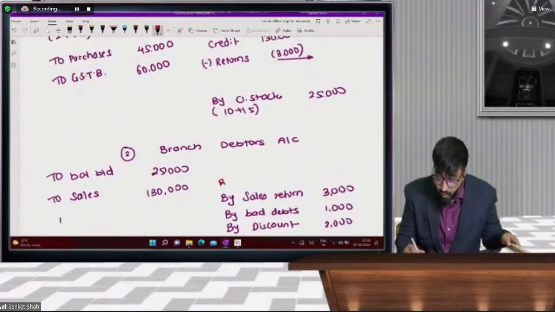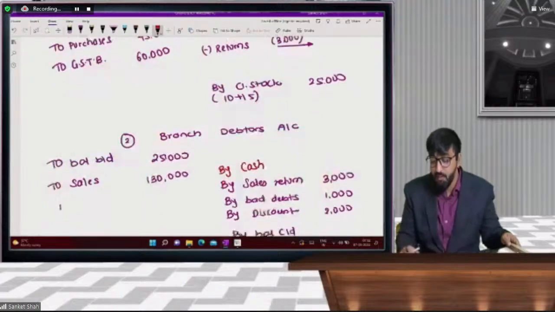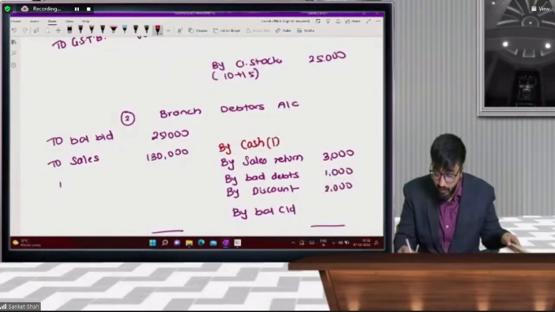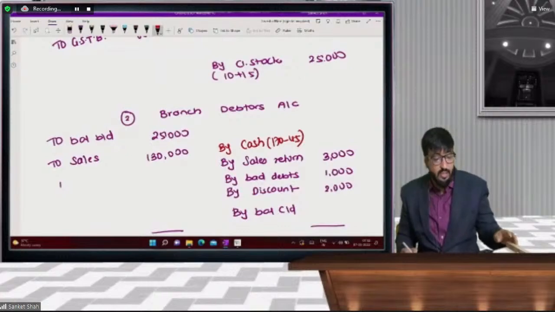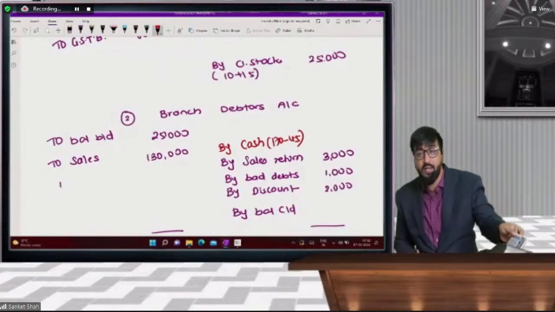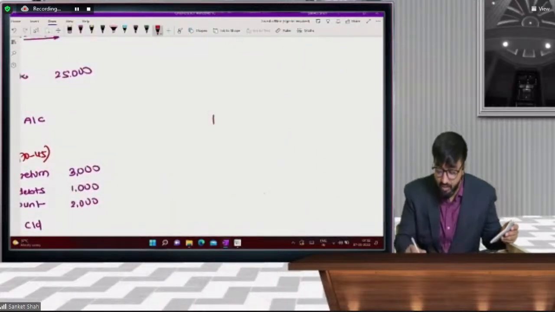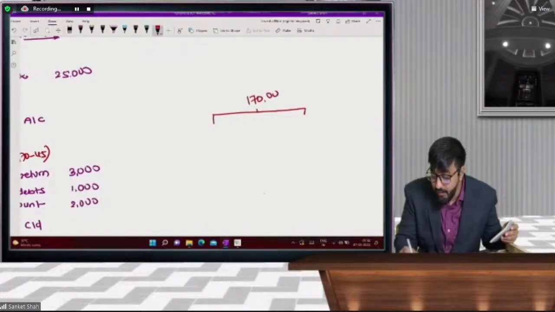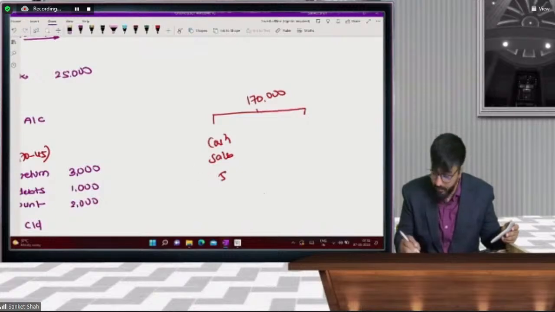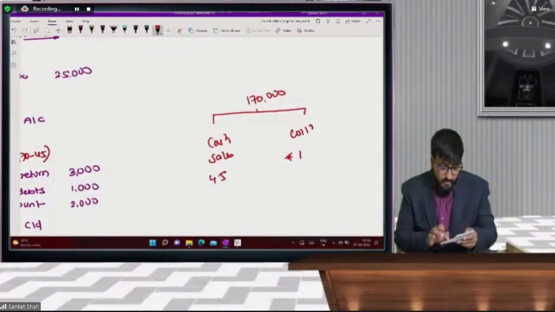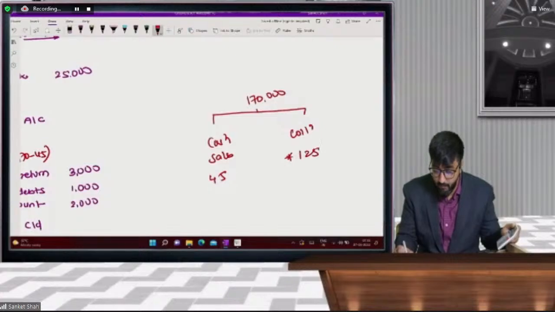We can easily find out the amount which is received from debtors. So you already calculated this 1,70,000 minus cash sales. In last session I already explained how the branch is collecting cash. They are getting it either from the debtors or from the cash sales. Daily remittance is 1,70,000. Out of this cash sales is 45. So remaining is collection. So you are already aware about this adjustment 125.